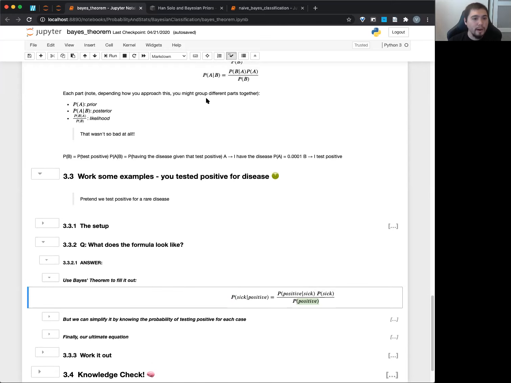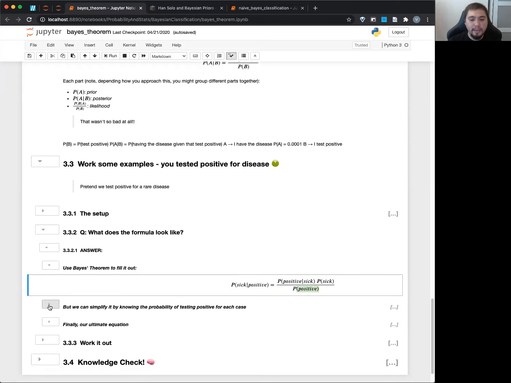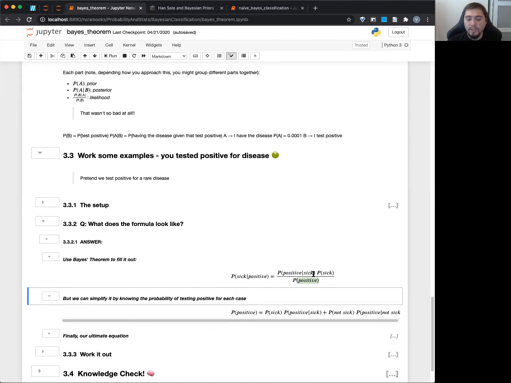That's essentially this A-B part. Then we can simplify this a little by knowing the probability of each case. What's the probability of me testing positive? There are two cases: I could be sick and test positive, or I could be not sick and test positive, so we have to add up those two probabilities. The probability of me being sick and testing positive is the probability of me being sick, I have to be sick first, times the probability of me testing positive given that I'm sick, which is what you said is 99%. The test is 99% accurate for those cases. So if I am sick, I will test positive 99% of the time.